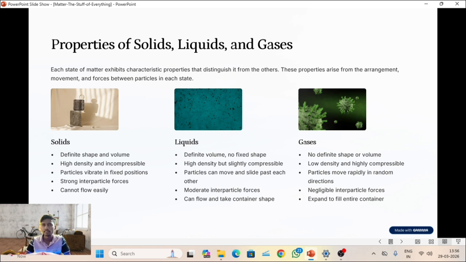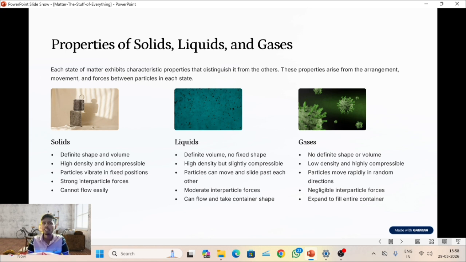Each state of matter exhibits certain properties that distinguish it from one another. These properties arise from the arrangement, movement, and force between particles in each state. The first state is solid. Solids have definite shape and volume. As we have discussed earlier, it has high density and incompressibility. Particles vibrate at fixed position. If they have strong interparticle forces, they cannot flow easily.